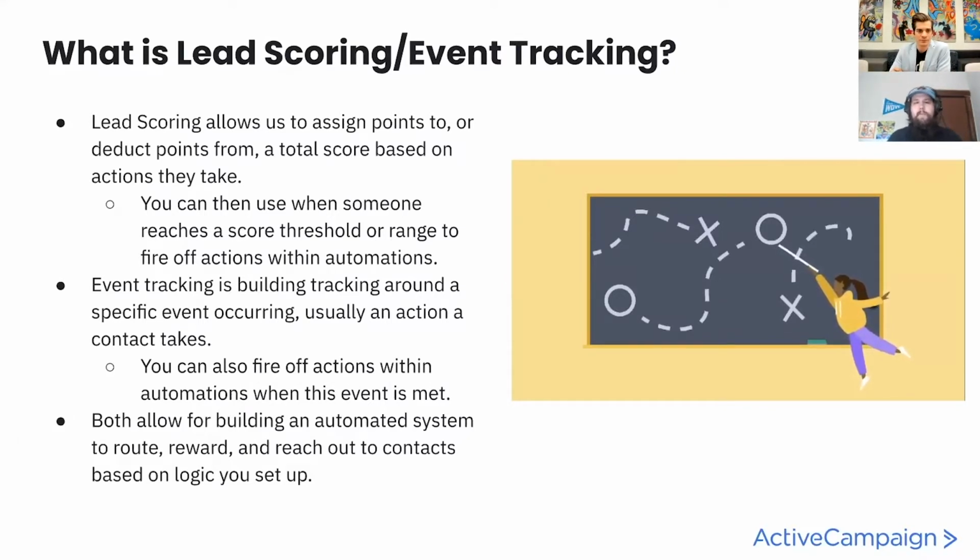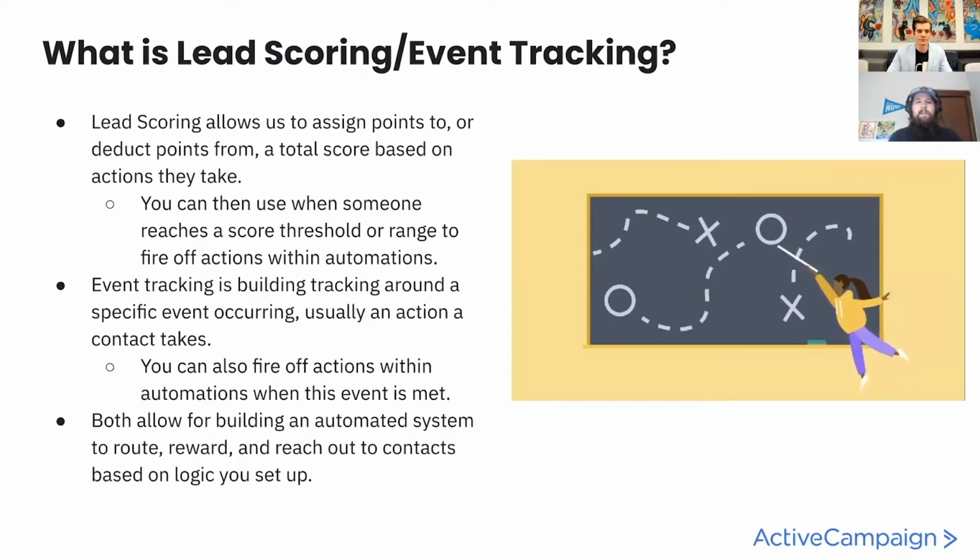So as we have here, lead scoring, both contact and deal, allows you to assign points or take them away from a total score based on actions your contact takes. You can then use this, as I've said, when someone reaches a score threshold or range to fire off actions within an automation or entire automation recipes.